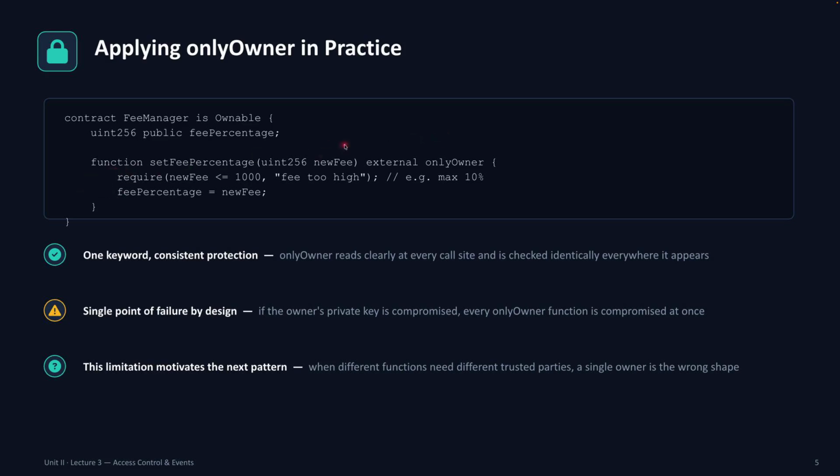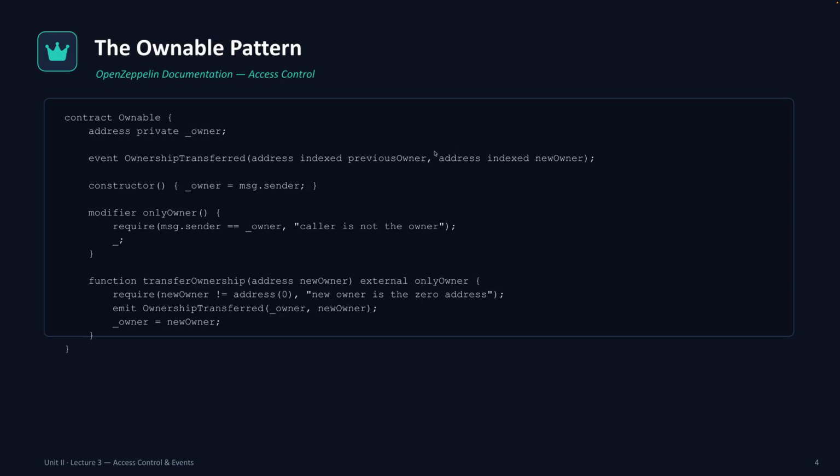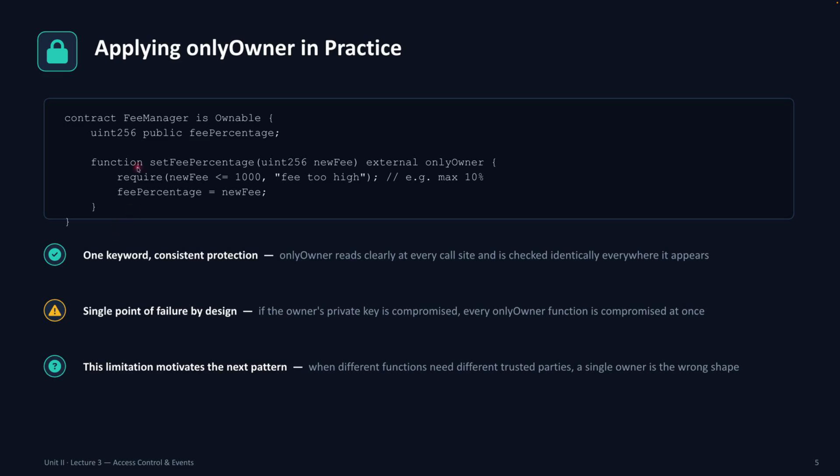First we check the new fee should be less than or equal to 10,000. If not, we return an error, fee is too high, else we set the fee percentage to the new fee value. However, prior to execution of these two lines of code, first the onlyOwner modifier is kicked in, which checks the caller is the owner. If not, it will return an error and the transaction will be reverted. If yes, the check passes, and this underscore is then replaced by the set fee percentage function body.